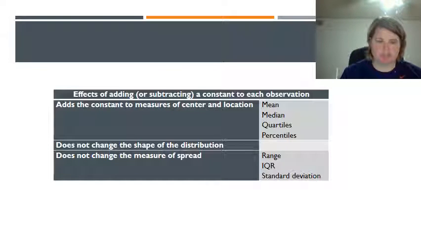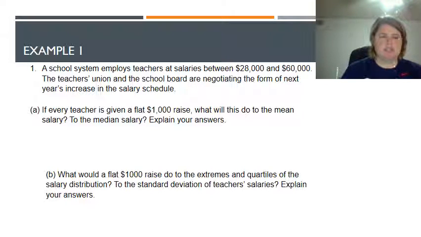So if it was symmetrical, adding a number to each observation will also produce a symmetrical distribution. If it was skewed to the left, adding a number to each observation will still remain skewed to the left, and so on. Note that this does not change the measure of spread. So the range will not change, the IQR will not change, the standard deviation will not change, the variance would not change, and so on and so forth. All right, so let's look at an example.